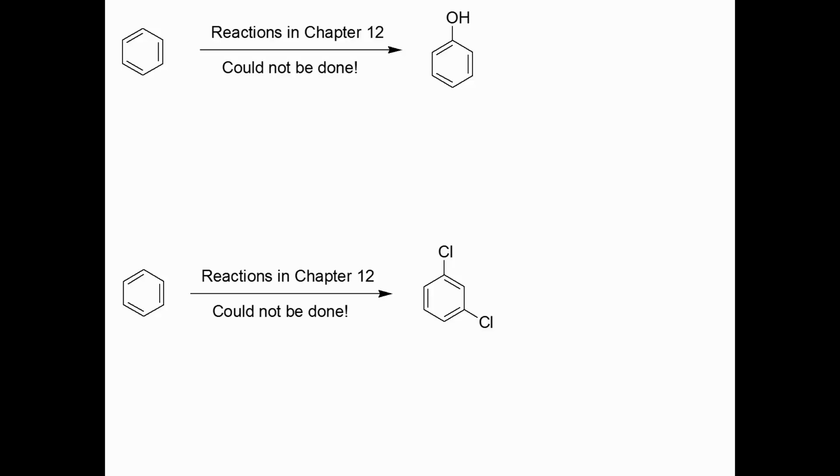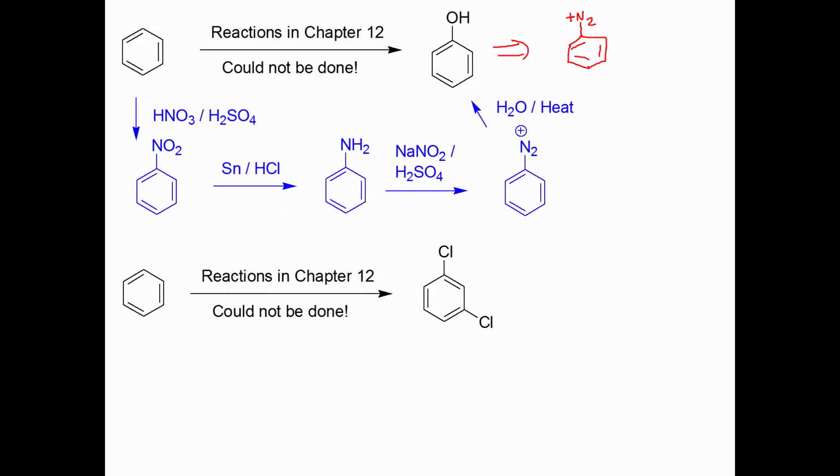Okay, so this means that this is going to have to come from that. All right, so this is how we have to do this. In the last step, we're going to treat the diazonium with water and heat. The diazonium has to be made from the reaction of a primary arylamine, in this case aniline, with NaNO2. Aniline, recall, we have to make by reducing the corresponding nitro compound, which has to be made by electrophilic aromatic substitution in a nitration reaction.